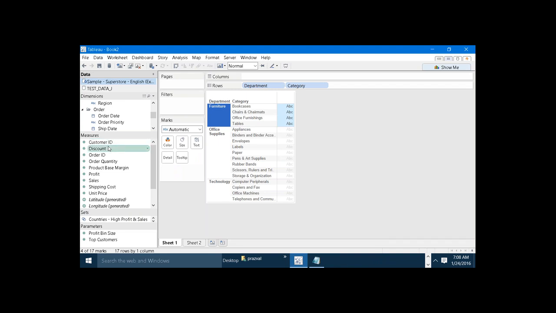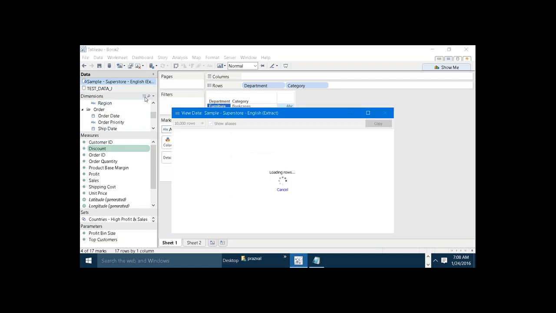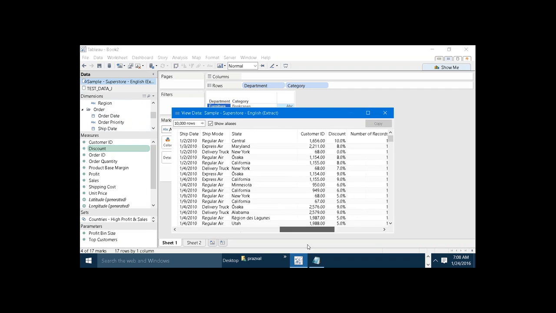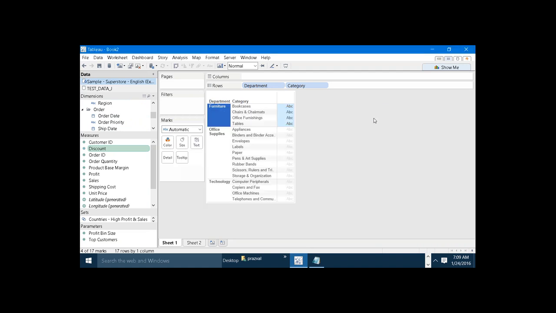And discount. What about discount? Let me show you the data. So how to see the data? Just click on view data. So if you drag it to the right here, under the discount, what type of data are we having? Under the discount here, we are having the percentage data. So always the percentage values come under what? Non-additive. Always the percentage values come under the non-additive.